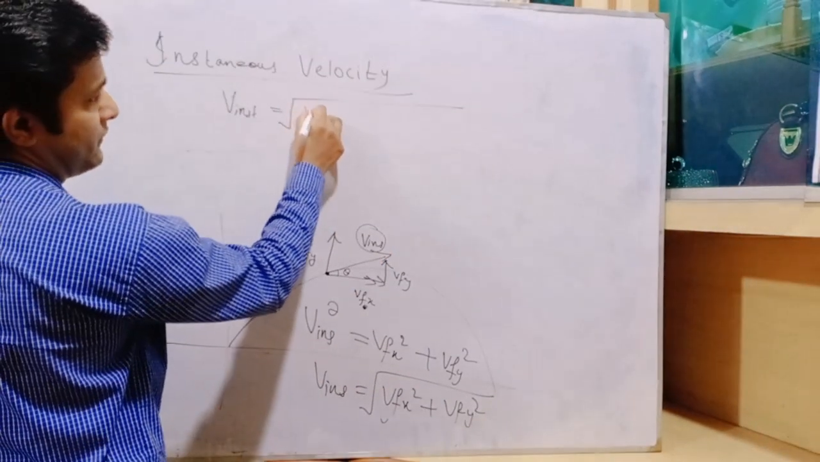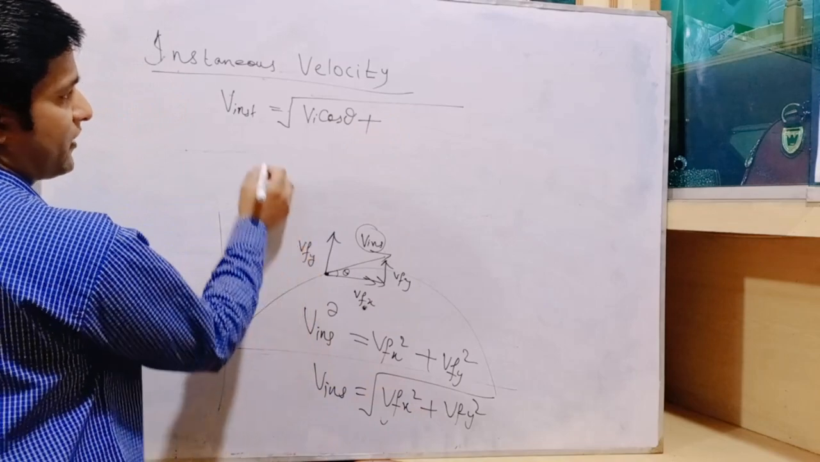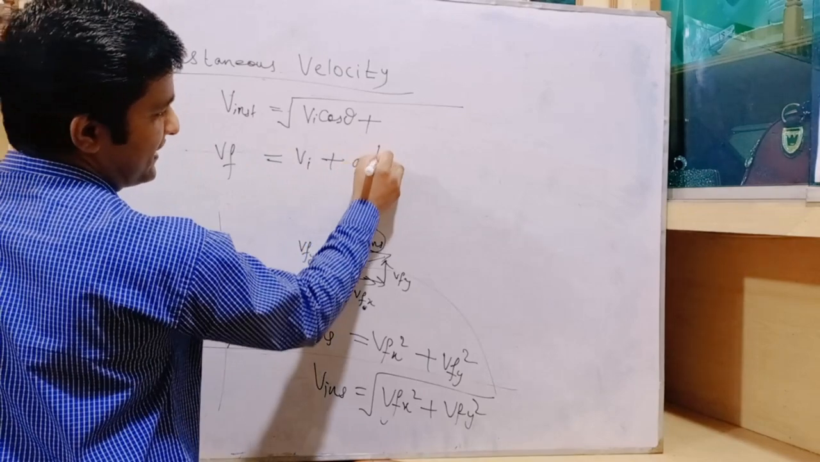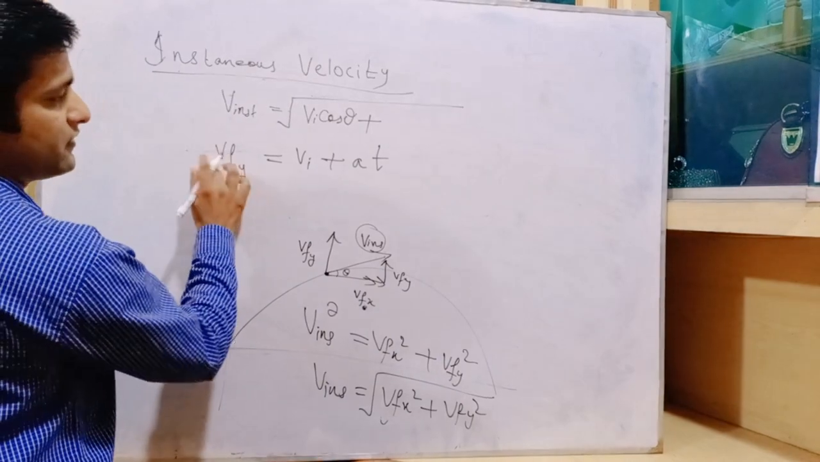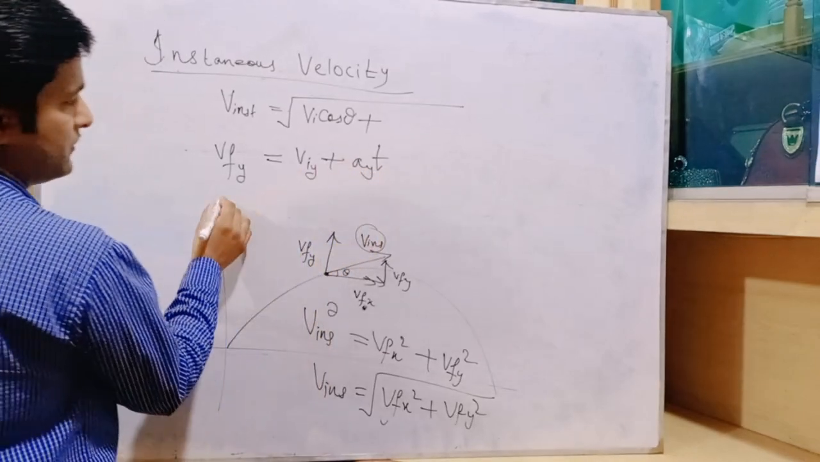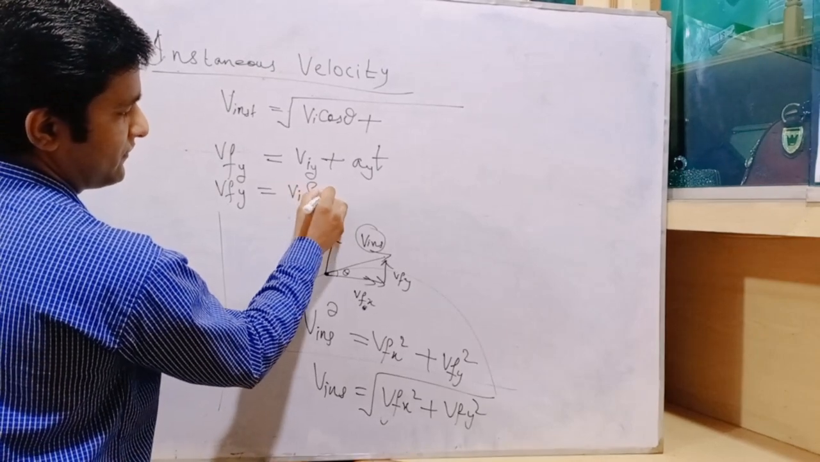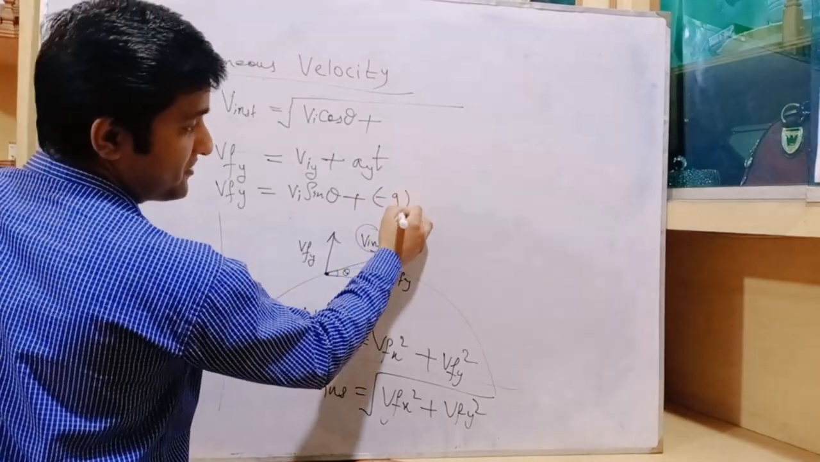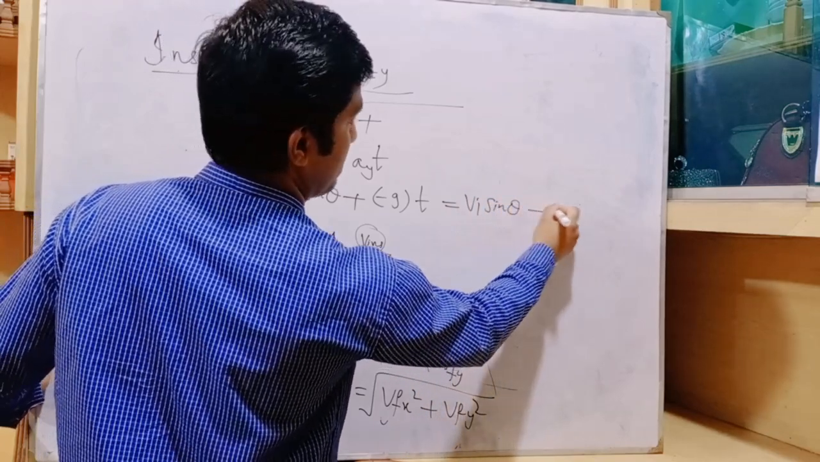We will write VI cos theta. What about the Y component? The Y component we will get using the first equation of motion, VF is equal to VI plus AT. Let's apply Y because we are interested in Y. So let's apply Y over the whole equation. So VFY is equal to VI sine theta because this is Y, this is sine theta. What is AY as we discussed earlier? Minus g. The equation would become like this, VI sine theta minus gt.